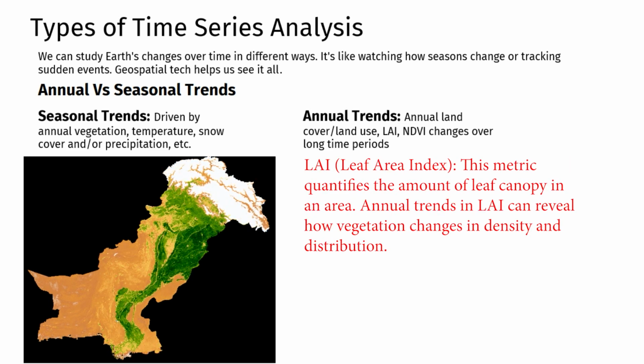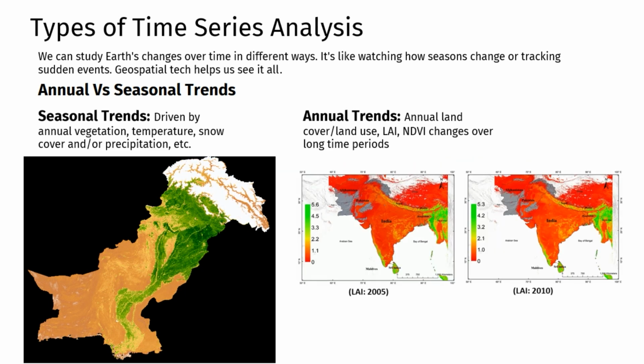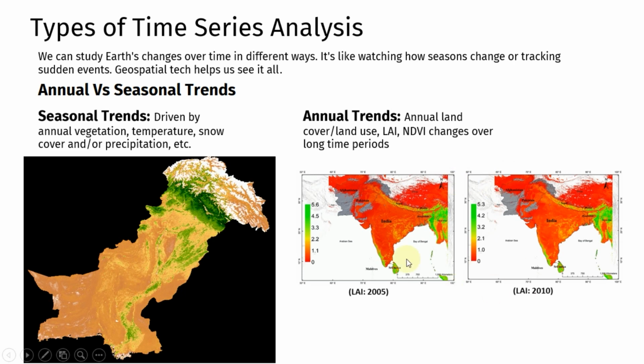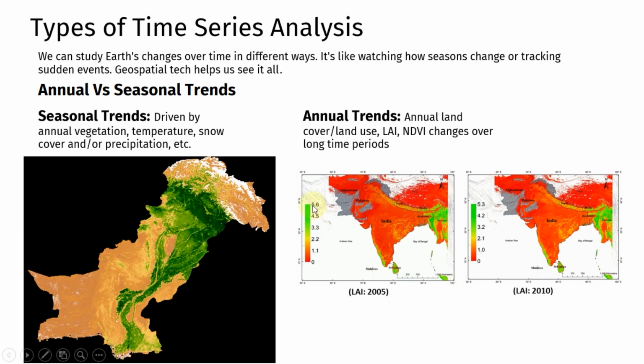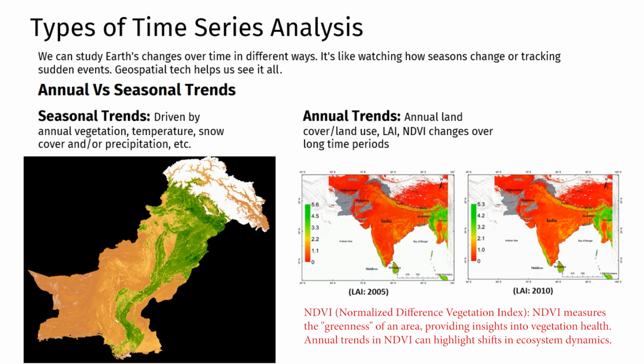LAI, or Leaf Area Index. This metric quantifies the amount of leaf canopy in an area. Annual trends in LAI can reveal how vegetation changes in density and distribution. The image shows the Leaf Area Index of South Asia, highlighting how we can quantitatively measure the canopy's growth over time. NDVI, or Normalized Difference Vegetation Index. NDVI measures the greenness of an area, providing insights into vegetation health. Annual trends in NDVI can highlight shifts in ecosystem dynamics.